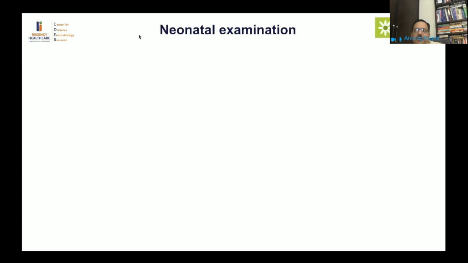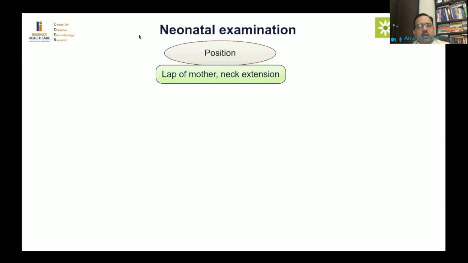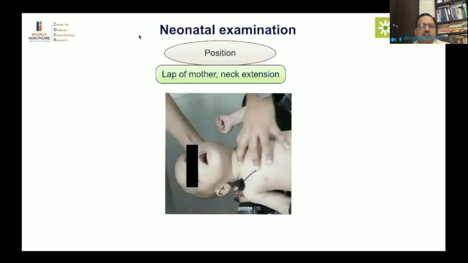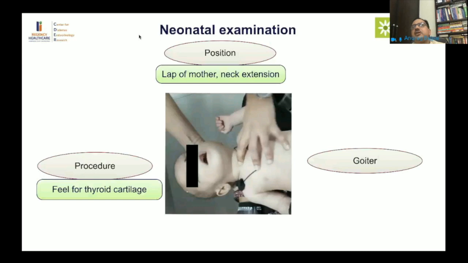What about newborns? In newborns, identifying goiter will really help you. If a newborn has congenital hypothyroidism and you can feel a goiter, it excludes dysgenesis. So what you do is ask the child on the lap of mother, extend the neck, and then try to feel for all the laryngeal cartilages. If you are able to feel the cartilage, it means that there is no thyroid at all. But if you can feel a resistance, then you can document the presence of thyroid or a goiter.